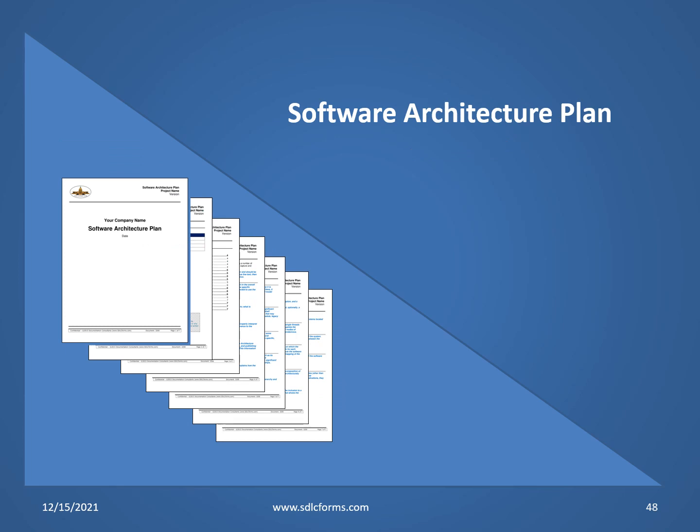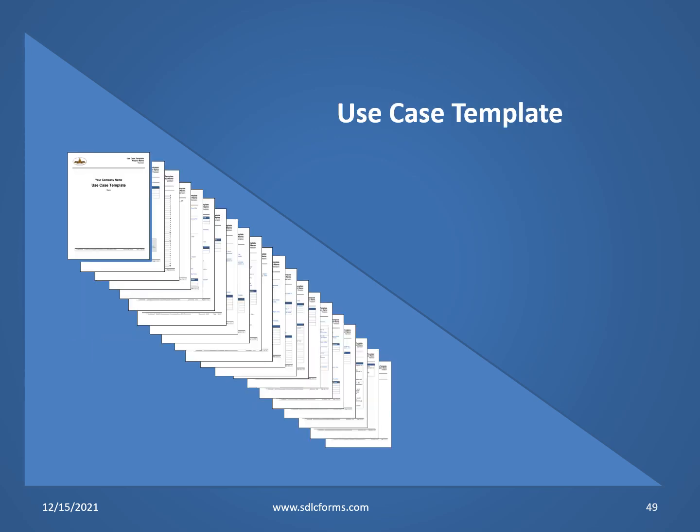The Software Architecture Plan provides a comprehensive architectural overview of the system. A use case template defines the business requirements for the project using a use case methodology and includes problems or issues to be resolved, objectives or goals, and solutions to be implemented.